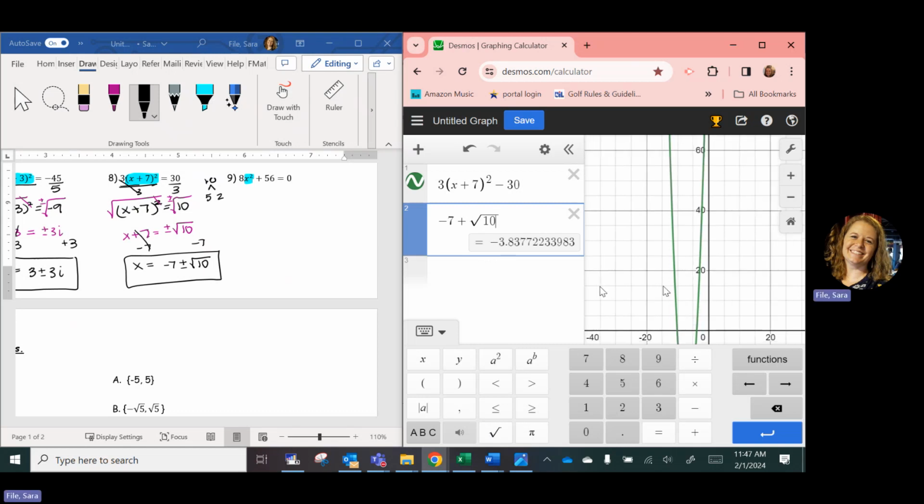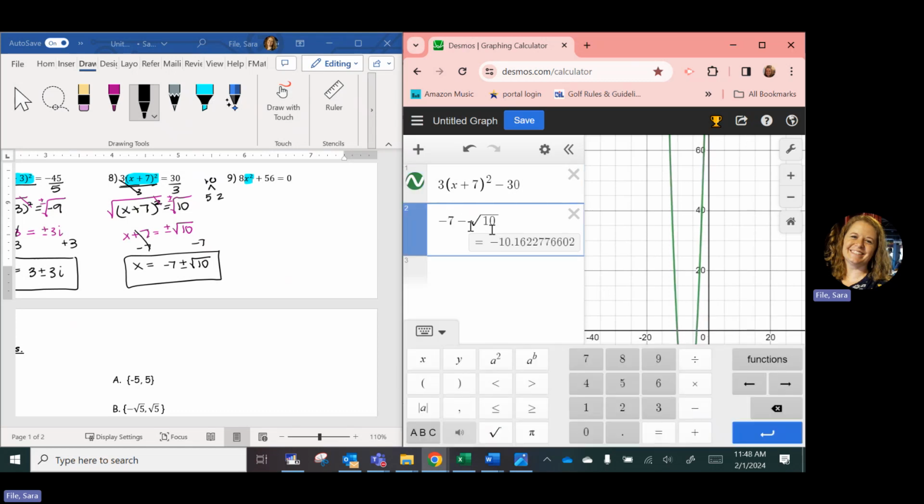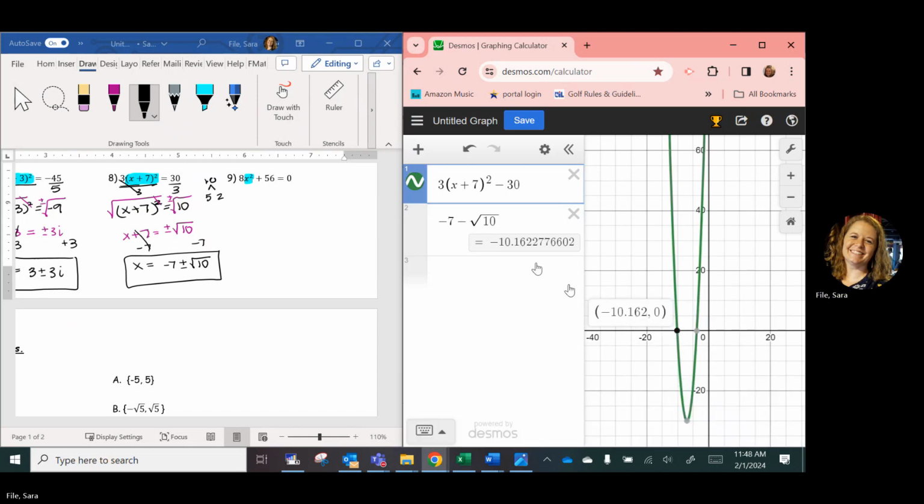negative 3.8. Let's see if that's one of them. Hey, yeah, that's that one. And then we've got negative 7 minus square root of 10. And hey, yeah, that matches the other root. So we did that correctly. That is the correct exact value for the solutions.